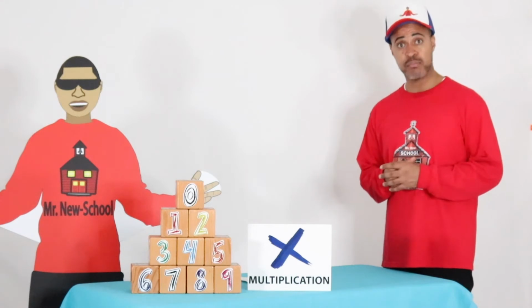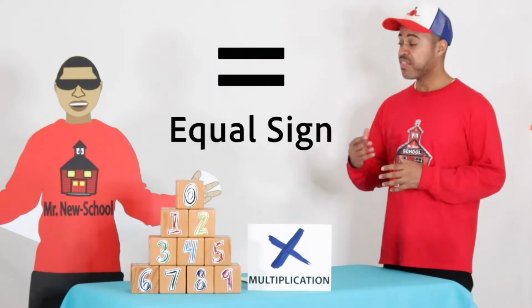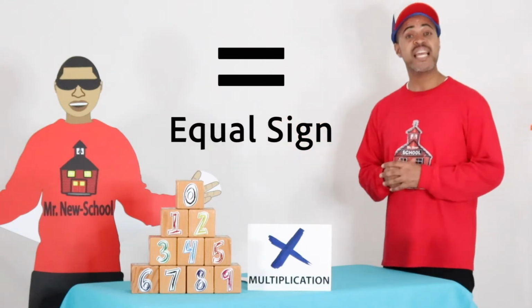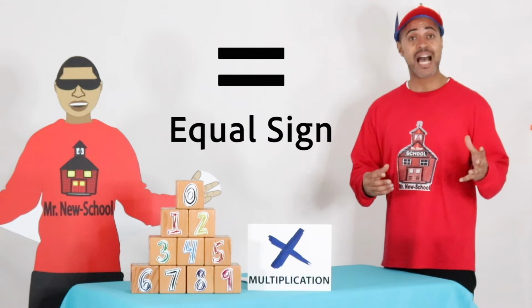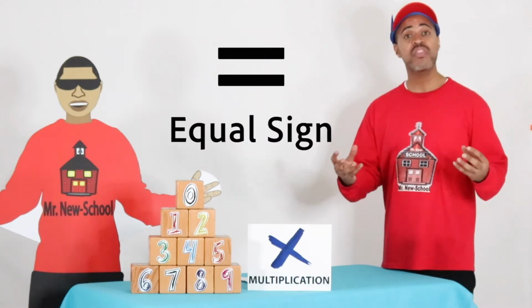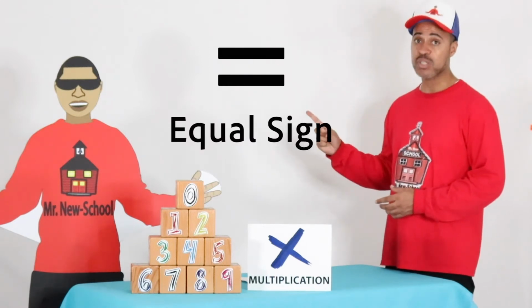Let's start with the symbols. The first symbol is the equal sign. This is the equal sign. The equal sign indicates that 2 sides of a number sentence are equal or the same. Remember, this is the equal sign. 1 times 2 is 2.